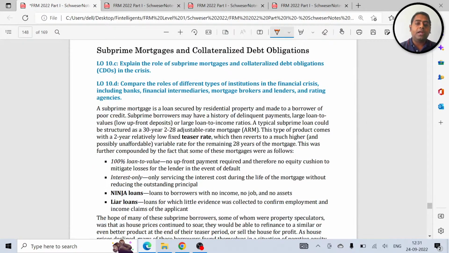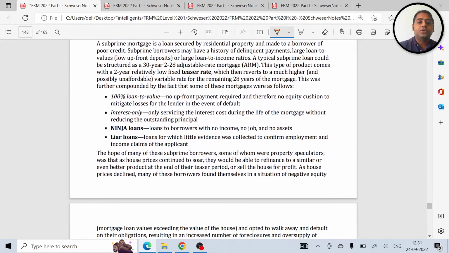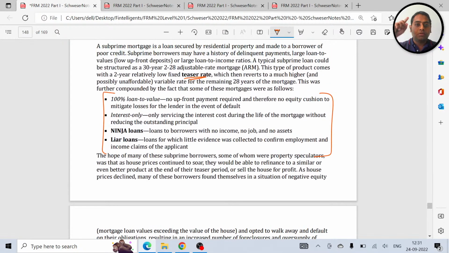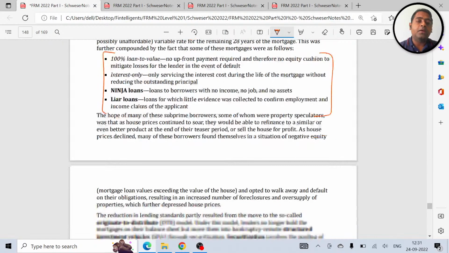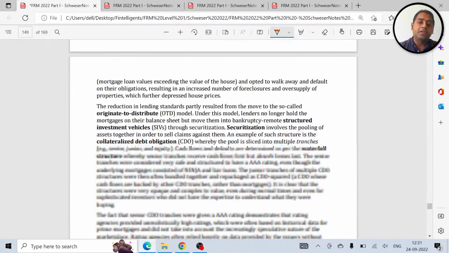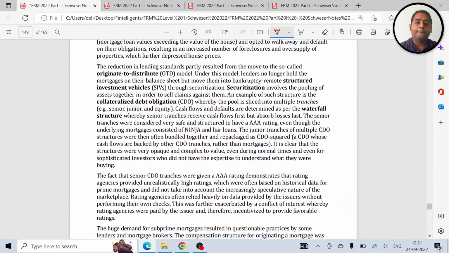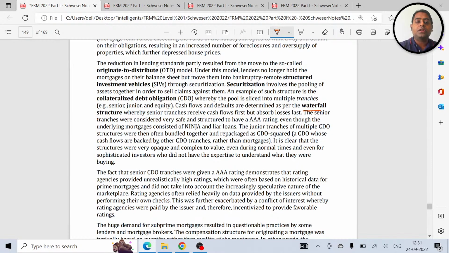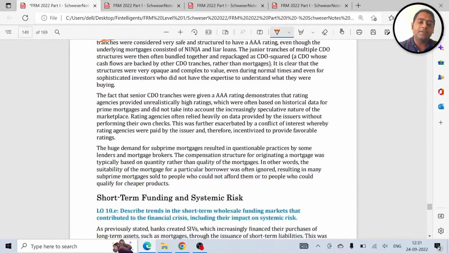In the subprime mortgage and collateral section, you can read the concept of teaser rate. Please make sure, I hope everybody is marking. Or else you'll forget, definitely. So please write it down. The waterfall structure is important, tranches in the waterfall structure. What is happening in the waterfall, how the money comes and flows? That broader view you should be having.